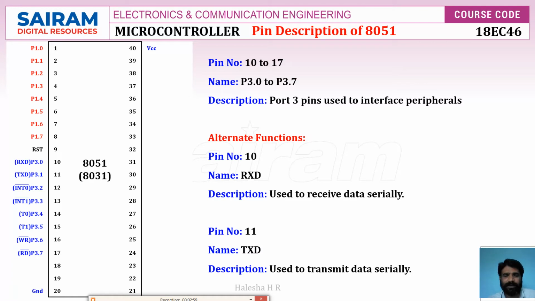And pin number 11 is TxD. Through this pin, the microcontroller sends data serially. So this pin will be connected to the RxD pin of the external device. So this is used to transmit the data serially.